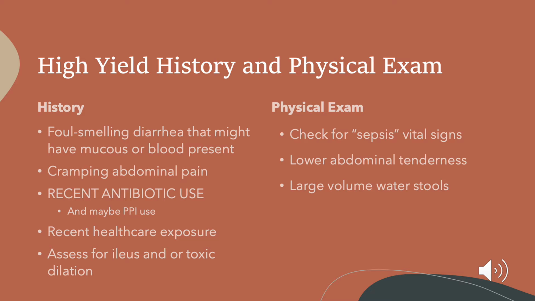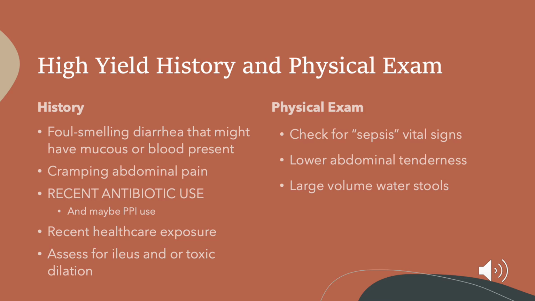Your history is going to start with usually a complaint of foul-smelling diarrhea, and this diarrhea might have blood or mucus present. It's usually going to be accompanied with cramping abdominal pain. Things you're definitely going to want to ask for and will probably be present on test questions too will be recent antibiotic use. There's also evidence that you should be asking about PPI use because decreased stomach acid might be helping the bacteria grow as well. Recent healthcare exposure is also related to C. diff colitis, and you should also be assessing for signs of ileus or toxic dilation of the colon.